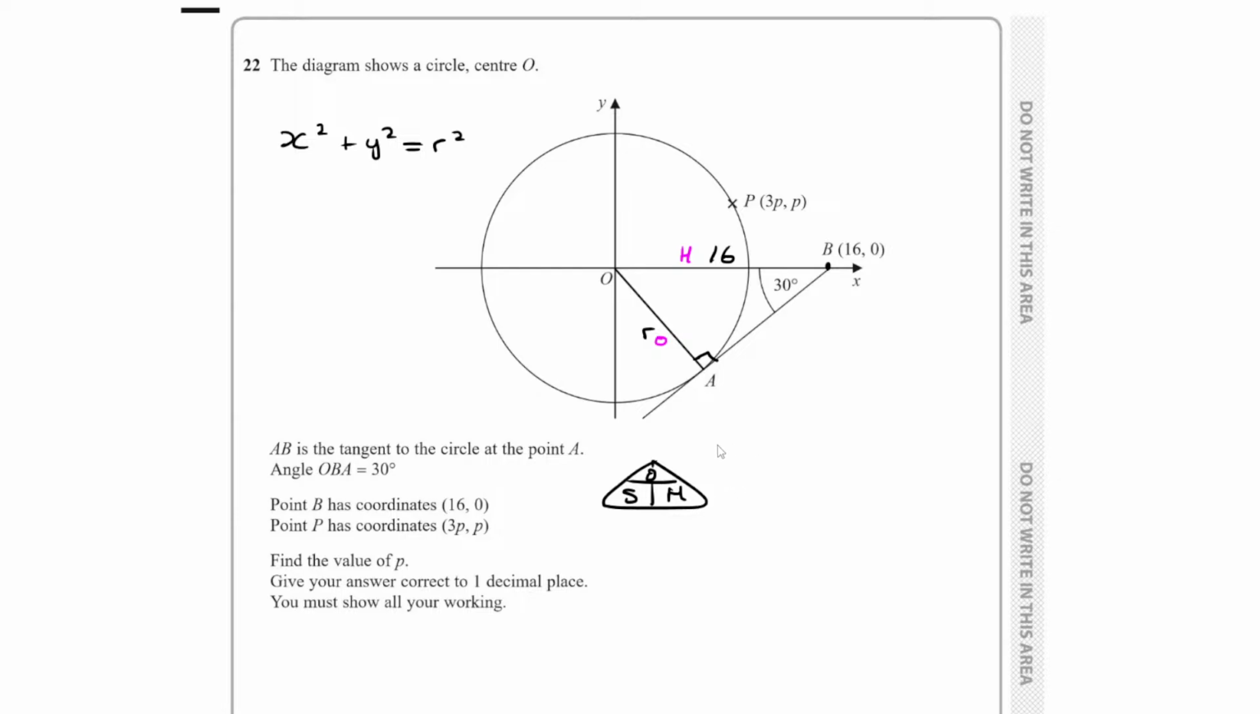SOHCAHTOA, we're using sin, obviously, looking for the opposite. So I need to do sin 30 multiplied by 16, which, if you remember earlier, was a half times 16, so that's basically 8. So the radius is 8, and then therefore my equation is x squared plus y squared is 8 squared, and I want to find p.